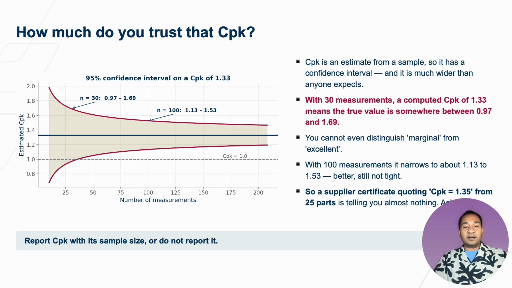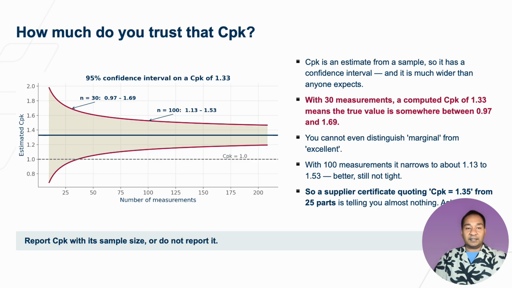Think about what the range spans. 0.97 is marginal. You would be having a serious conversation about the process. 1.69 is automotive grade. For the same data at the conventional sample size, you cannot distinguish those two situations. With 100 measurements, it narrows to roughly 1.13 to 1.53.